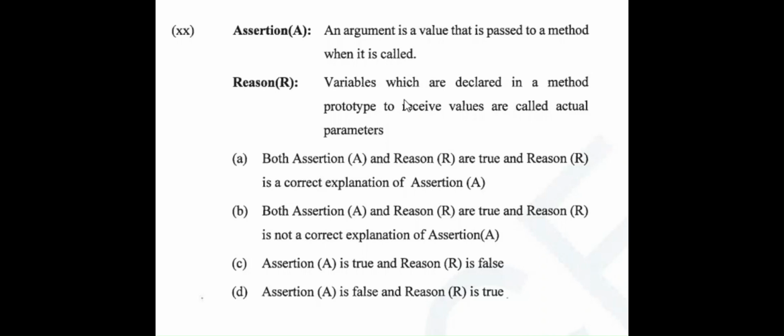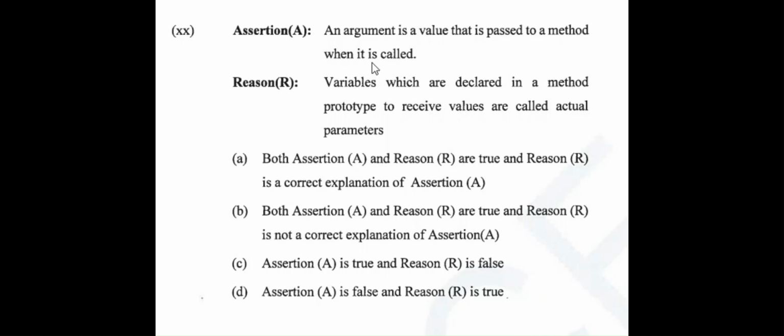Variables which are declared in a method prototype to receive values are formal parameters. To send value is actual parameter. Receive value is formal parameter and send value is actual parameter. So this R is false. A is true, R is false.